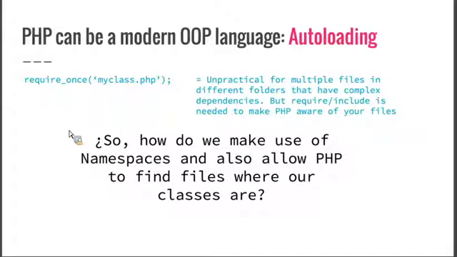And when you have this big chunk of multiple different libraries and packages and classes that you want to reuse, you have to make this require once or whatever you want to use for each one. And this is a pain. So how do we use these namespaces and also allow PHP to find the files where the classes are? Well, autoloading is our friend.